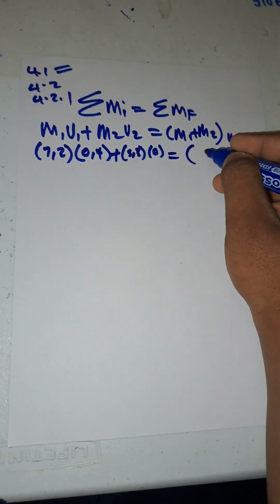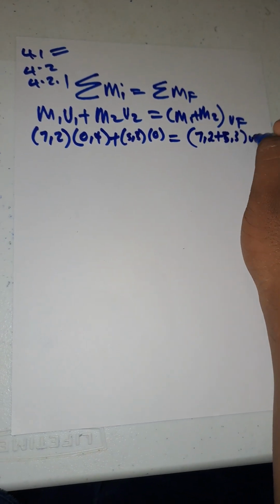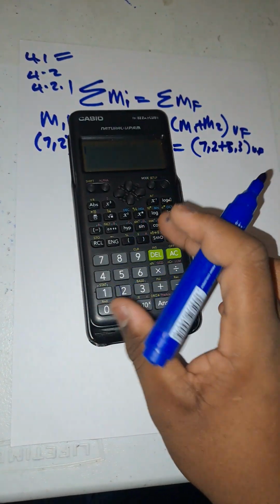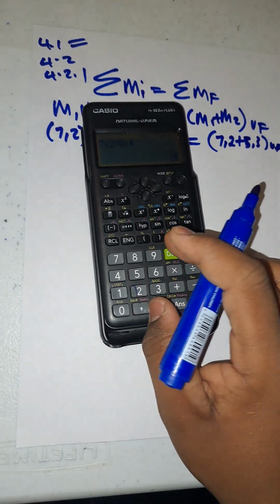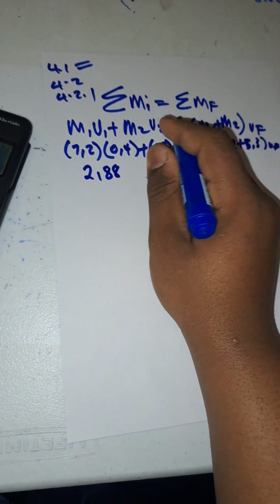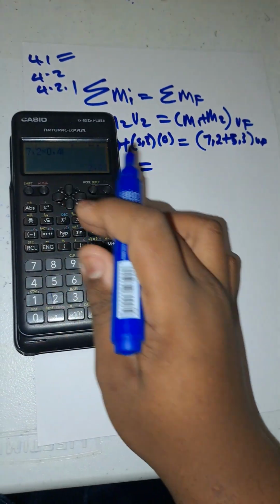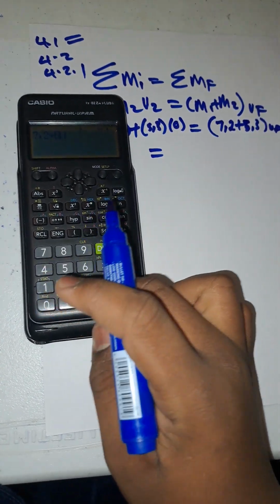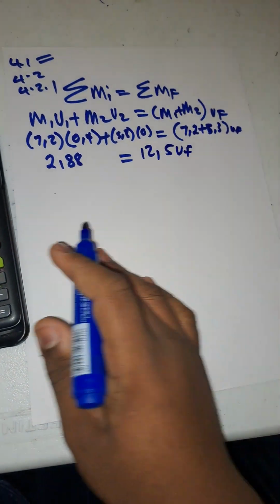They're going to be separate. Is equal to, now it is going to be 7.2 plus 5.3 VF, because that's what you want. So now you're simply going to take out your calculator. Say 7.2 times 0.4. You get 2.88. So this one is already 0, so you don't need to put it. It's equal to, so now let's check, 7.2 plus 5.3. What is it? 12.5 VF, because they want the final velocity.